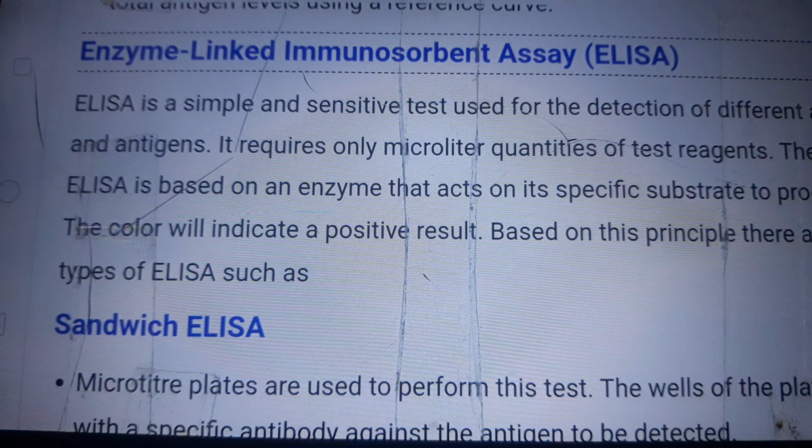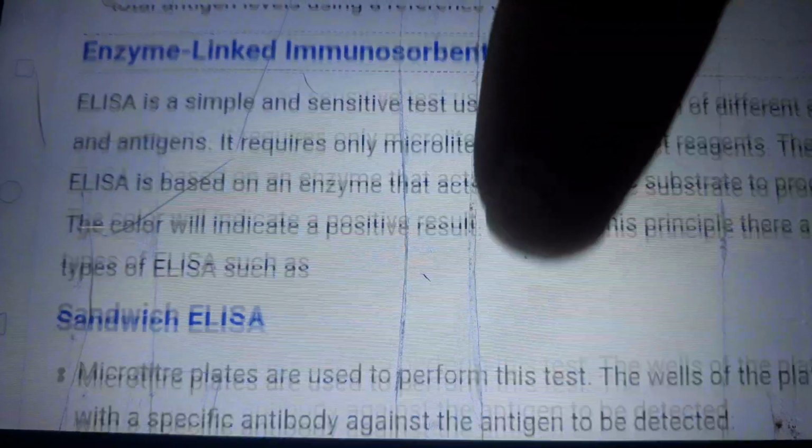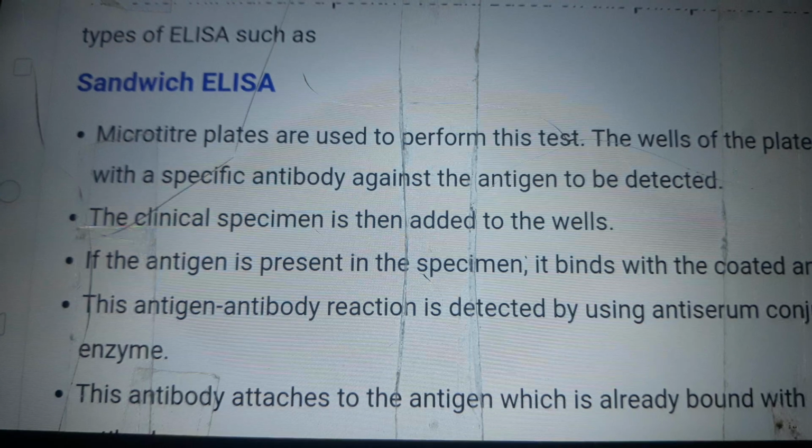The principle of ELISA is based on an enzyme that acts on a specific substrate to produce a color. The color will indicate a positive result. Based on this principle, there are different types of ELISA, such as sandwich ELISA. Microtiter plates are used to perform this test. The wells of the plate are coated with a specific antibody against the antigen to be detected. The clinical specimen is then added to the wells.